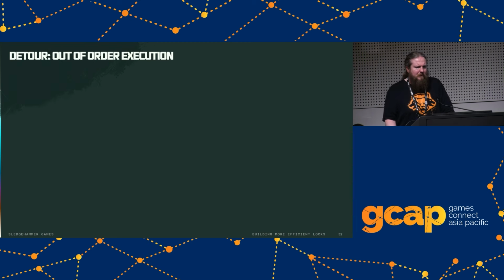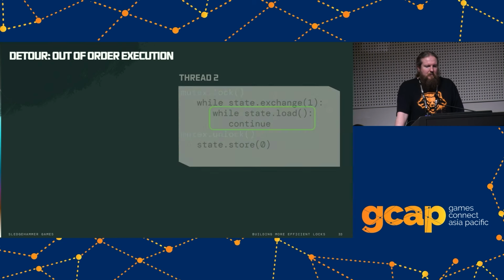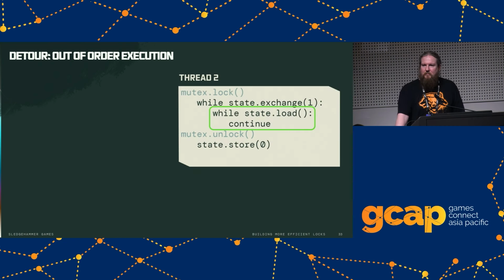Another thing that we need to consider is out of order execution. If we look back at this loop, when there is that contention, the main part of this other thread is just sitting here in this loop. So we'll dig into the impact that it might have with out of order execution.